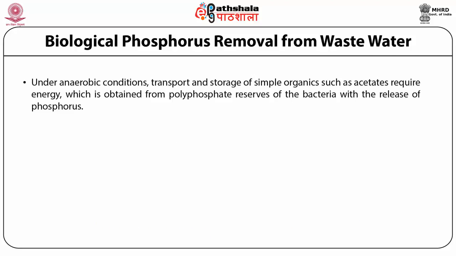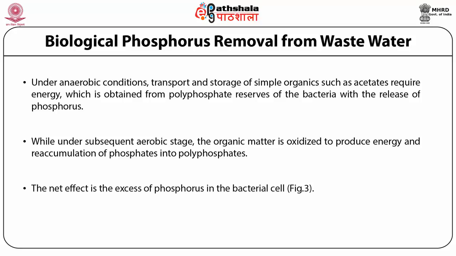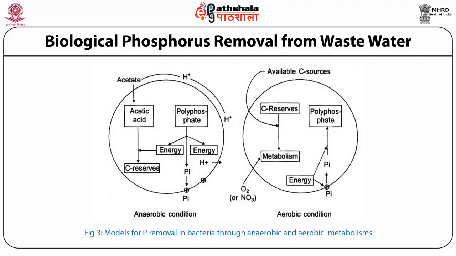Under anaerobic conditions, transport and storage of simple organics such as acetates require energy, which is obtained from polyphosphate reserves of the bacteria with release of phosphorus. While under the subsequent aerobic stage, the organic matter is oxidized to produce energy and reaccumulation of phosphates into polyphosphates. The net effect is the excess of phosphorus in the bacterial cell, as shown in figure 3. Figure 3 represents a model for phosphorus removal in bacteria through anaerobic and aerobic metabolism. It shows how the available carbon sources, carbon reserves, and polyphosphate are metabolized, how energy is produced, and how oxygen is utilized.